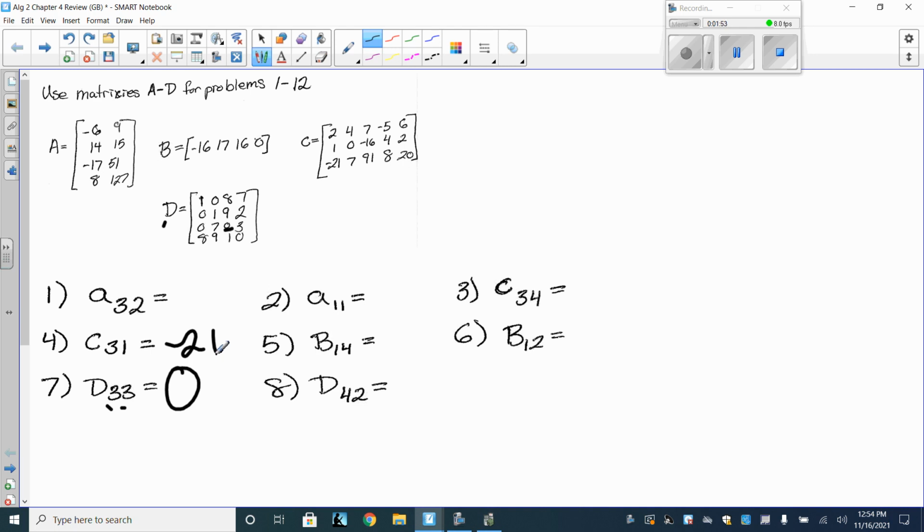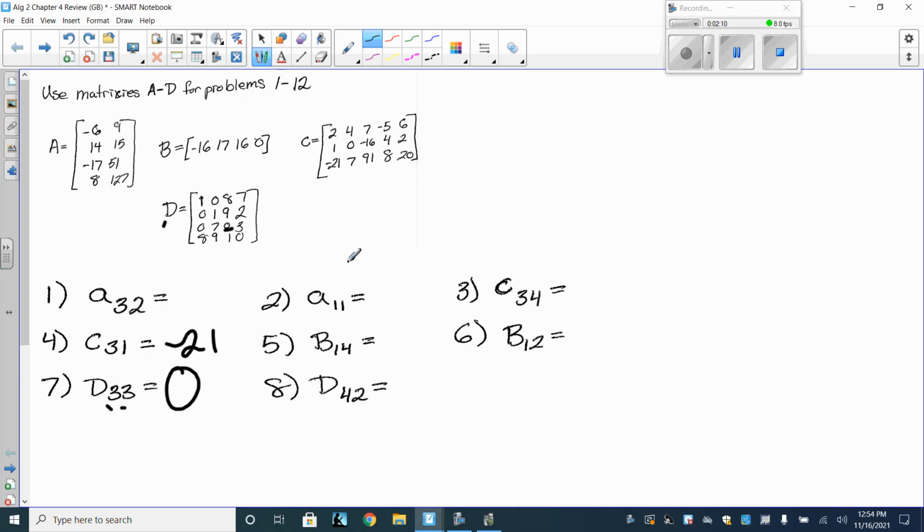How about 3? What would problem number 3 be? Because we're looking at third row, fourth column. Third row, fourth column would be?